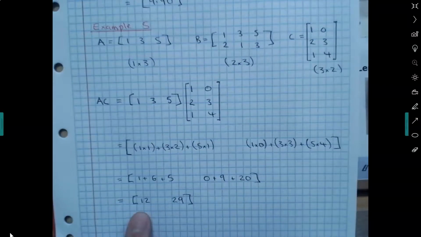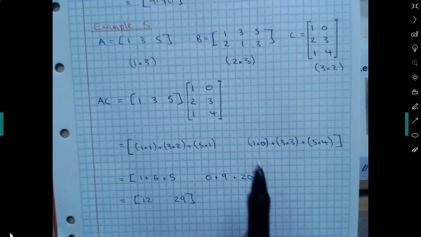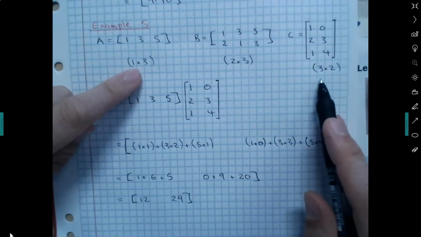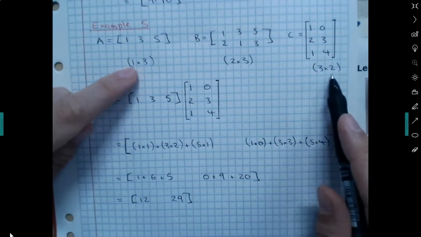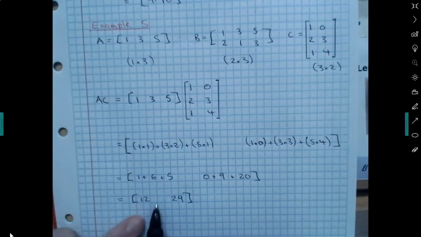So our resulting matrix is 12, 29. Remember what I initially said? When we look at the order, the 1 and the 2 should be our resulting matrix, a 1 by 2 matrix. Have I been left with a 1 by 2 matrix? Yes. So I know that I've done that correctly.